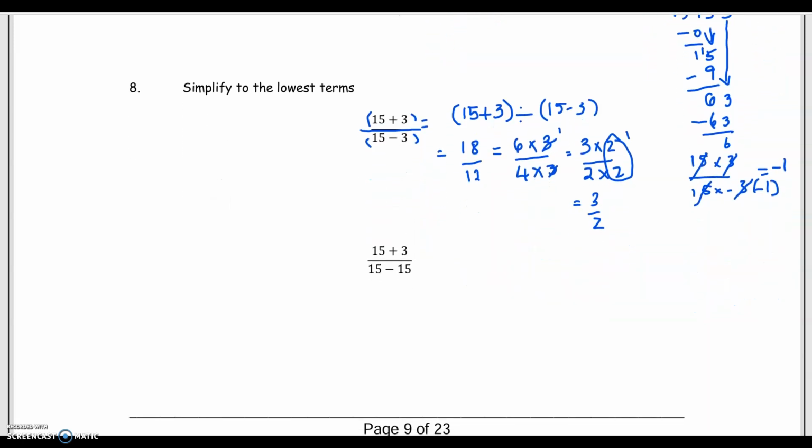Now same thing here. Notice that we cannot cancel anything because we still need to do parentheses first. So we have 15 plus 3 is 18 divided by 15 minus 15 is 0. Now notice that 0 in the denominator tells you that the number is undefined. So this means nothing. That's what undefined means. We cannot have a 0 in the denominator.